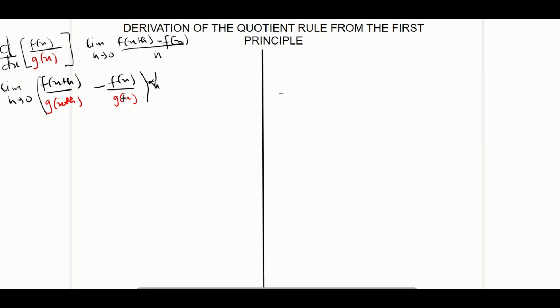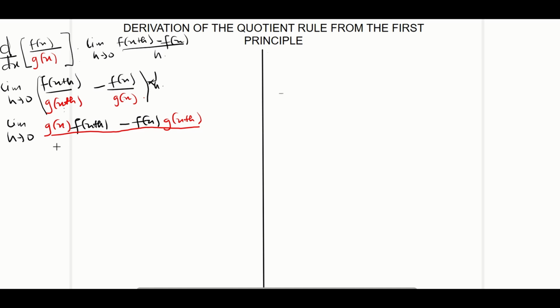Now let's see. We can cross multiply over here. So when we cross multiply, what are we going to get? We are going to get the limit as h approaches 0 of this multiplying this and this also multiplying this, so that we are getting g of x multiplying our f of x plus h, minus my f of x multiplying my g of x plus h. Now, everything is divided by the LCM, which is this.